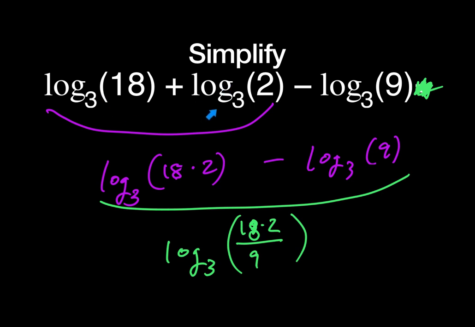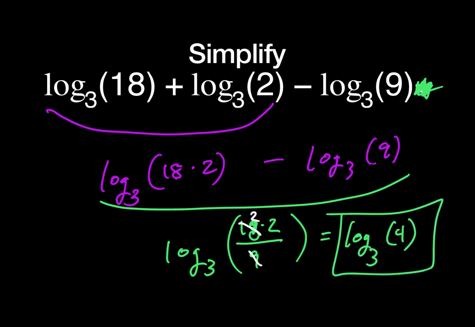Adding same base logs, I multiply what's inside. Subtracting same base logs is dividing. And then lastly, this will be log base 3. Let's see. I can do some reducing here. 18 and that, so this is 2. So log base 3 of 4. That's it.